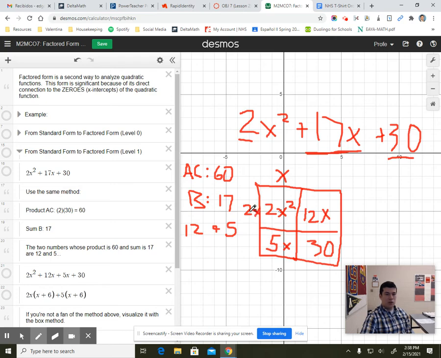Then I can just go, well, 2x times what would give me 12x? Well, that would have to be a 6, a positive 6, by the way. Then what number would I multiply positive 6 by to get 30? Well, that would have to be a positive 5. Notice also how positive 5 times x gives me 5x. So it's kind of like a puzzle, and it all worked out. My answer is x plus 6 times 2x plus 5.